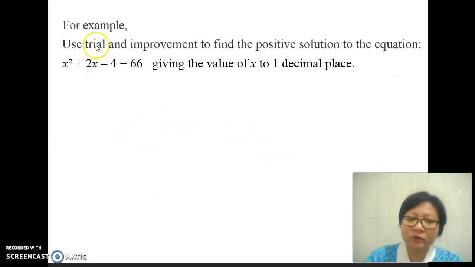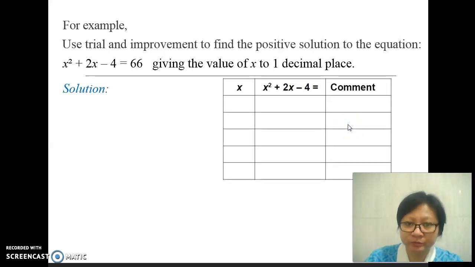Let's see. For example, use trial and improvement to find the positive solution to the equation. It means you have to find only the positive solution. The equation here is a quadratic equation, giving the value of x. The value of x here means the solution to one decimal place. To solve this using trial and improvement methods, first you need to draw a table like this. There are 3 columns. The first column is for x values, and then this is the equation, and then this is for comment. Let's see how it works.